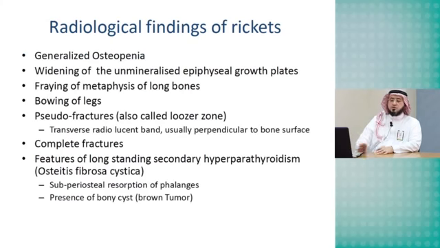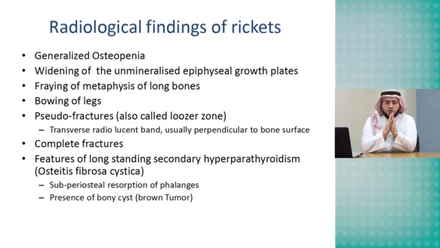What about the radiological manifestations of rickets? By the way, it doesn't matter whether it is hypocalcemic rickets, hypophosphatemic rickets, or even combined rickets. All will have these manifestations, so the clinical and radiological manifestations will be the same. The only difference between these types of rickets is biochemical. Radiologically, what are the manifestations? Can somebody tell me about the manifestations of rickets?